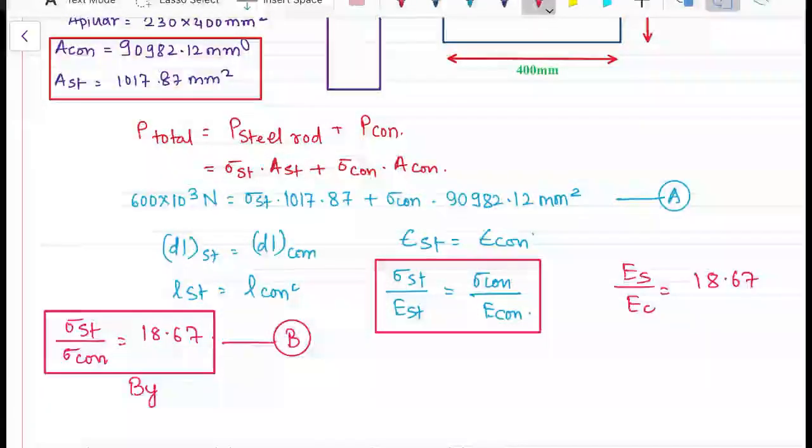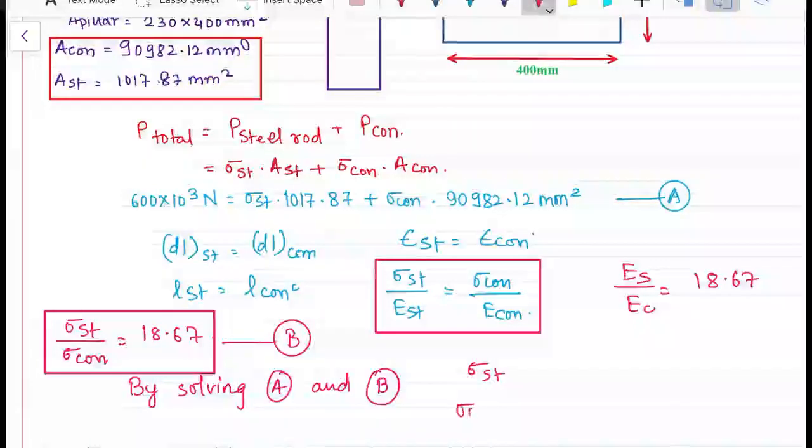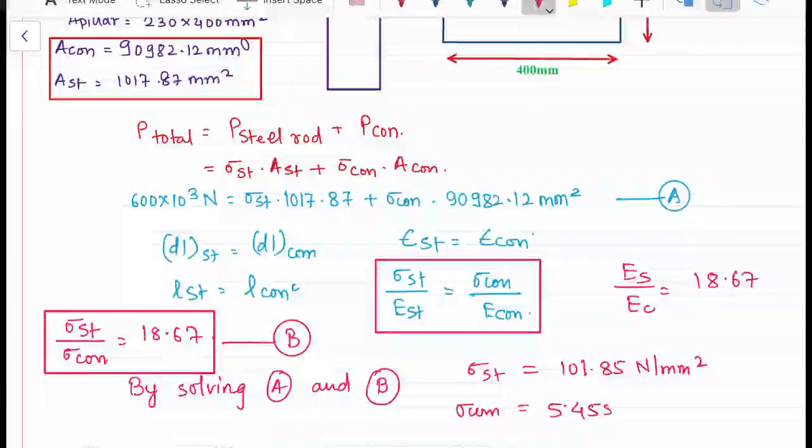By solving A and B, there are two unknowns. One is sigma steel and second one is sigma concrete, and we are getting two equations. So solving A and B, or substituting B equation into the A equation, we will get sigma steel as 101.85 Newton per mm square and sigma concrete as 5.455 Newton per mm square.